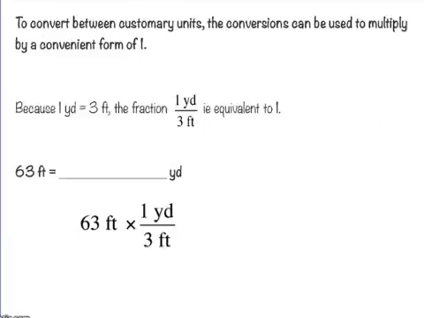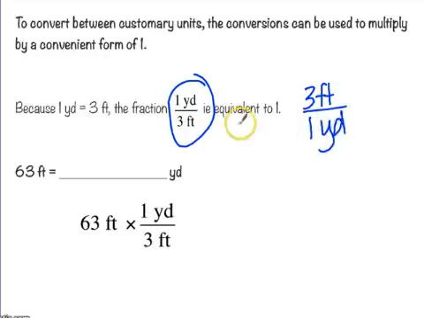So to convert between customary units, the conversions can be used to multiply your measurement by a convenient form of 1. So let's take a look at what that means. We know that 1 yard equals 3 feet. Therefore, the fraction 1 yard over 3 feet, or even 3 feet over 1 yard, is equivalent to 1. So what's going to happen is we're going to multiply our measurement that we start with by a form of 1 that's relevant to the problem that we're doing. So let's take a look at how we do this.